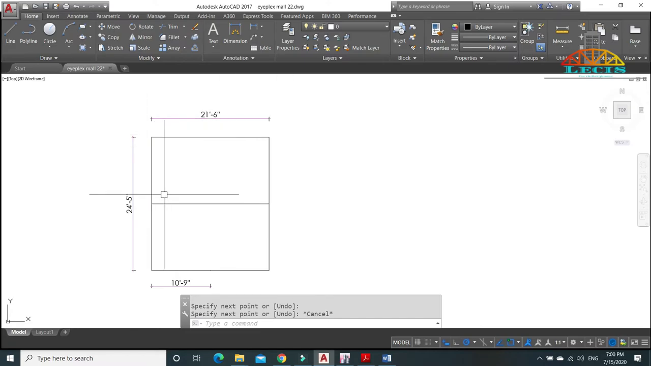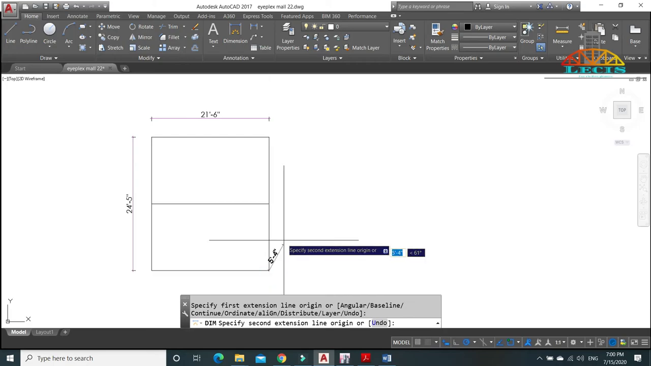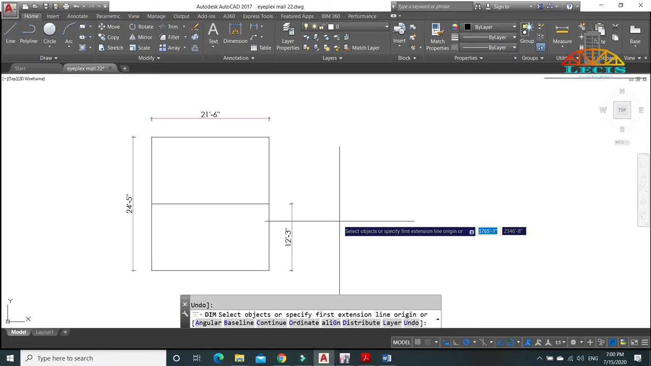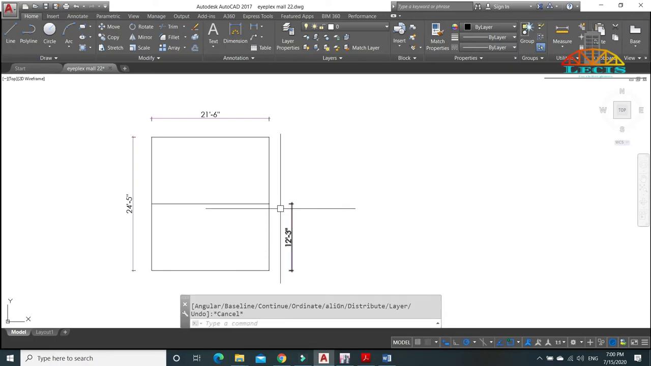We now have these two panels of slab. They are similar, that is, they are identical. So either this is our critical slab or this is our critical slab. So let's give this dimension, which is 12 feet 3 inches. So this is our panel of slab whose one length is 21 feet 6 inches in one direction and another length is 12 feet 3 inches in another direction.